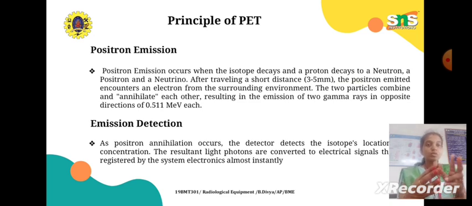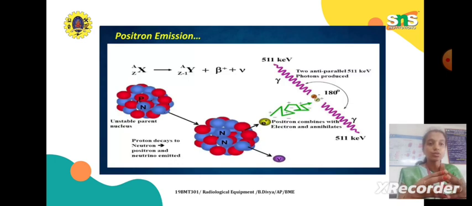These two particles, the positrons and neutrons, will find an electron in the surroundings, and after the combination they will emit gamma rays. After the combination of both, they will emit gamma rays which will be identified by the gamma camera. This is the positron emission method, what I told you is what is happening in the positron emission process.